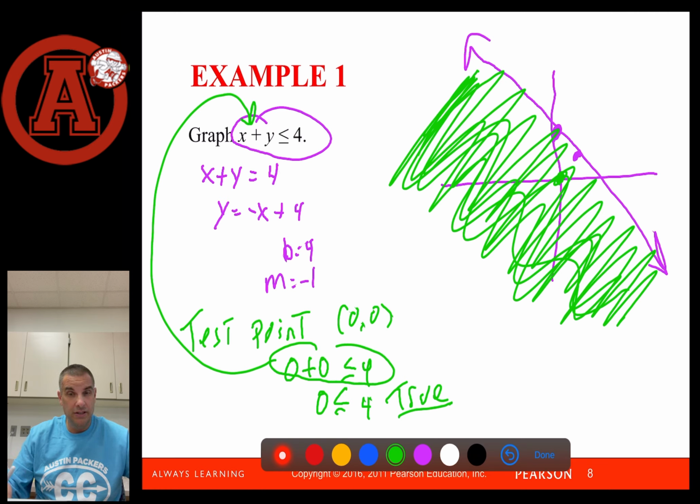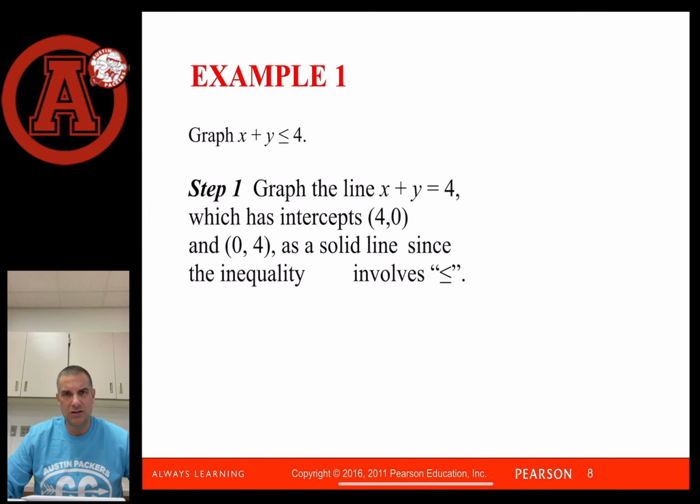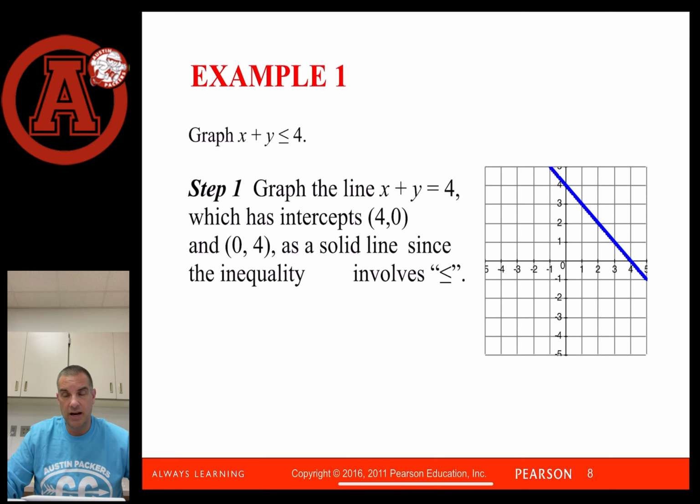Now, this is one way to do it, and this is how I like to solve for y and find the slope and the y-intercept. You don't necessarily have to do that. My guess is they do it a different way. They use the intercepts. Remember, you can always find the intercepts. Set x equal to 0 and solve for y. Then set y equal to 0 and solve for x. Then you just graph those 2 points. It's a solid line.